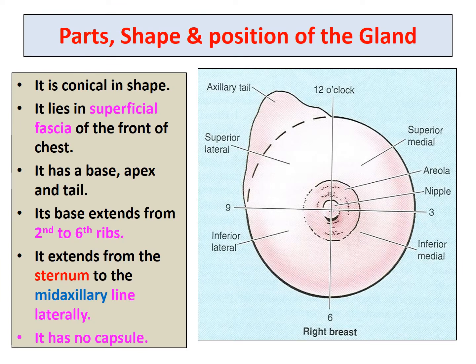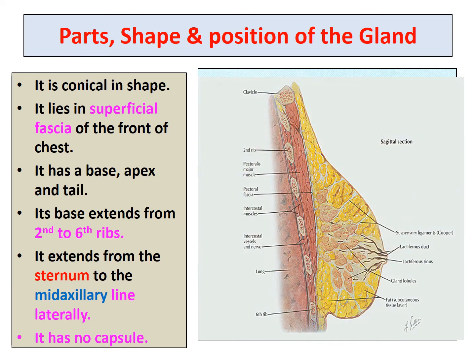Here we have a diagrammatic representation of the right breast, where the different parts of the breast are arrowed and shown clearly. It is usually conical in shape. It lies in the superficial fascia of the front of the chest. It has a base, apex, and tail. Its base extends from the second to the sixth ribs. It extends from the sternum to the mid-axillary line laterally. It has no capsule.